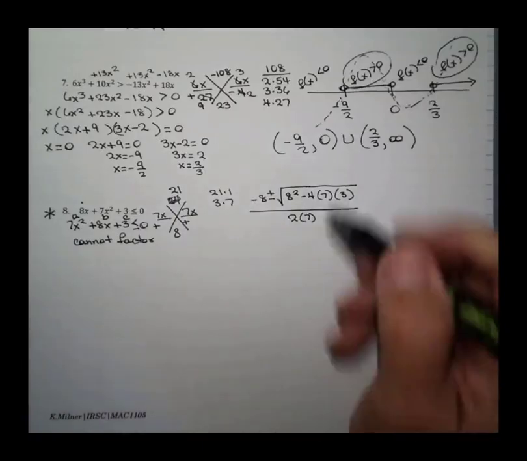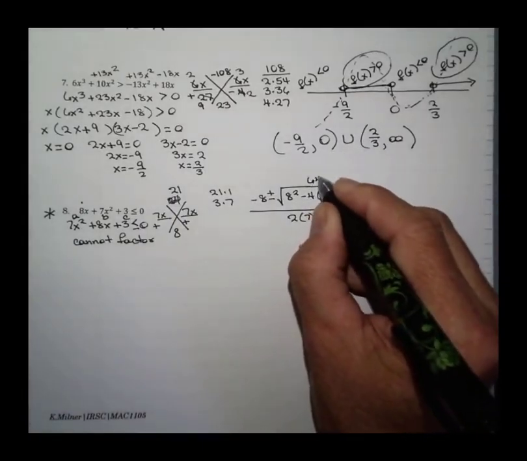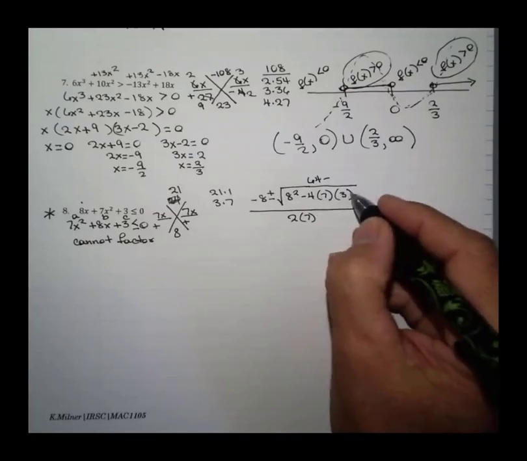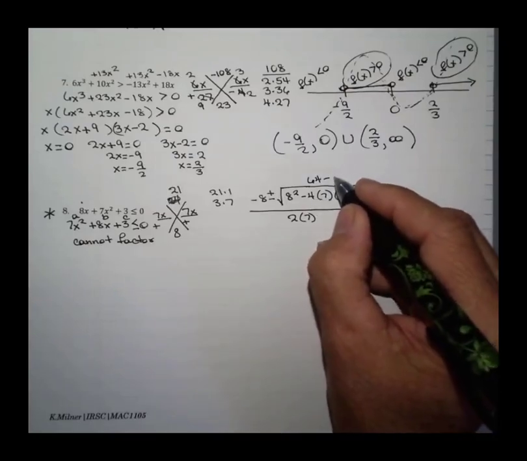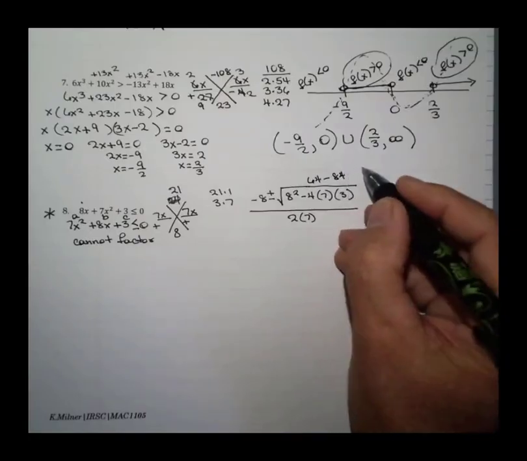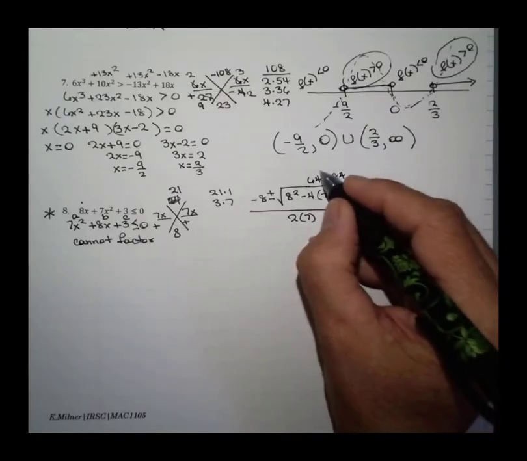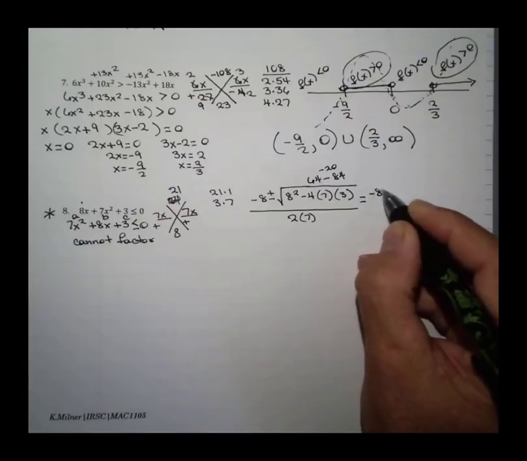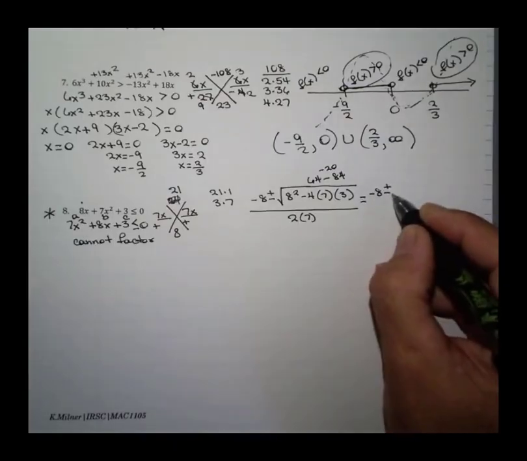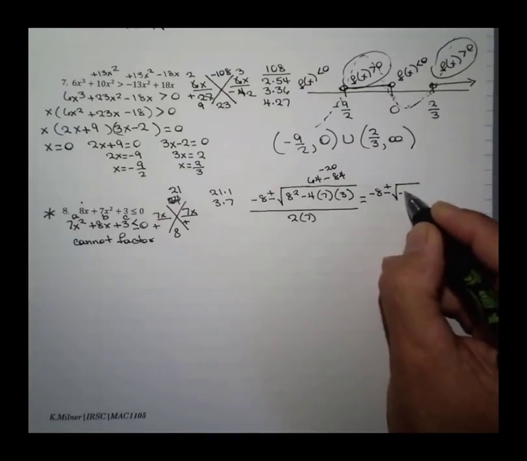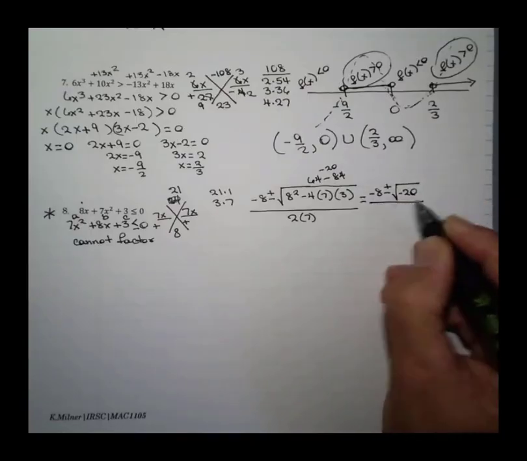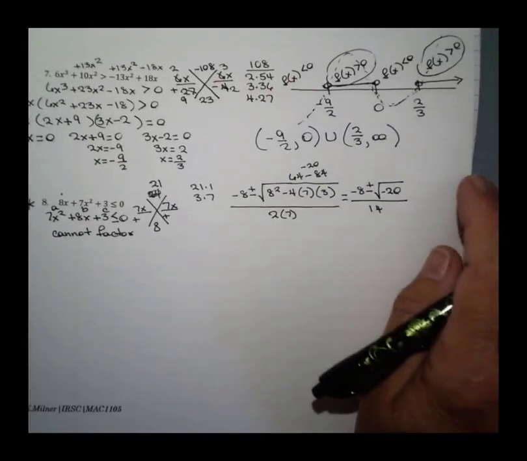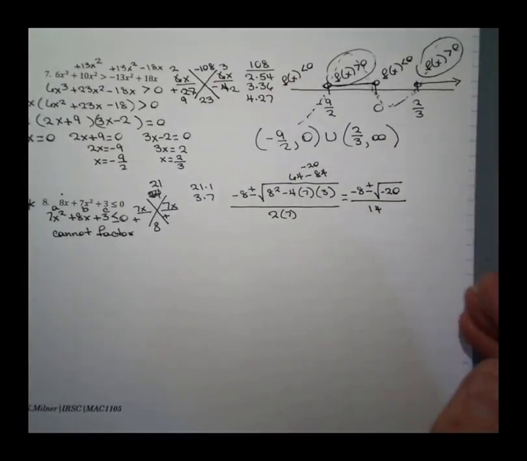Okay, under this radical, this is going to be 64, minus 28 times 3, right? And 28 times 3 would be 84. So when I look at that, that's going to be negative 20, isn't it? Let's rewrite it. Negative 8 plus or minus the square root of negative 20, and now I'm over 2 times 7, which is 14.